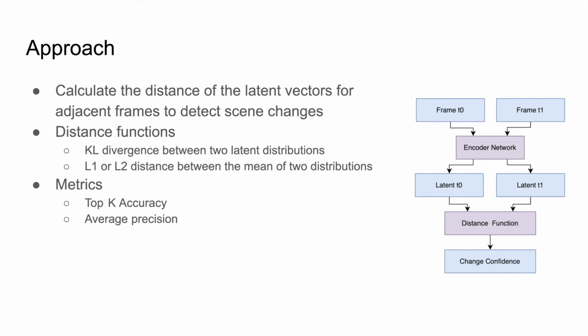After we train the VAE, we can calculate the distance of latent vectors for adjacent frames to detect scene changes. We pass both frames through the encoder network to get latents and calculate distance such as KL divergence or L1 or L2 distance. The metrics used to evaluate performance include top K accuracy and average precision.